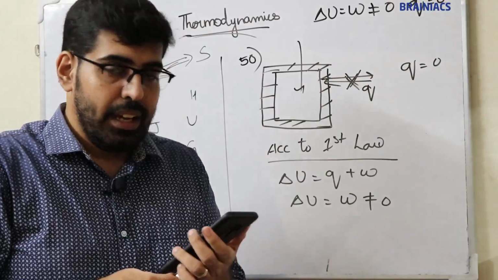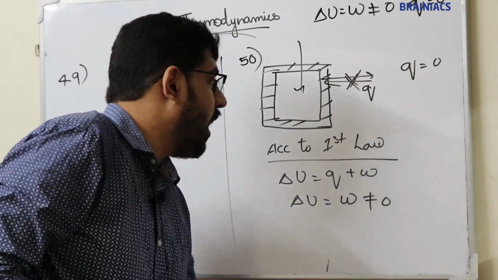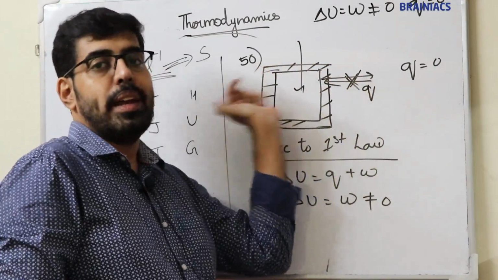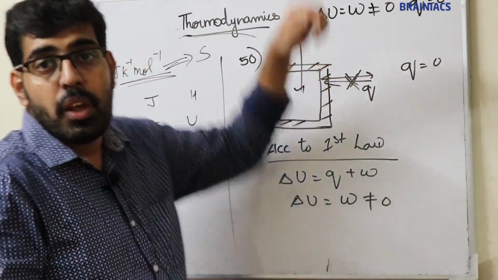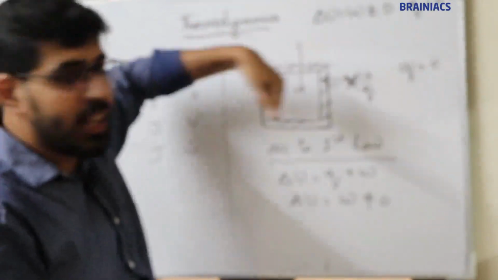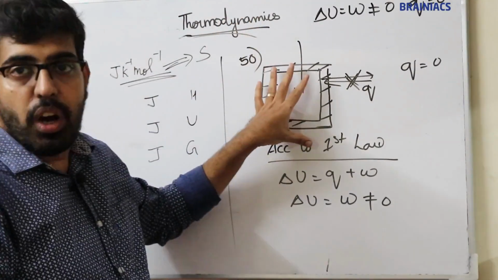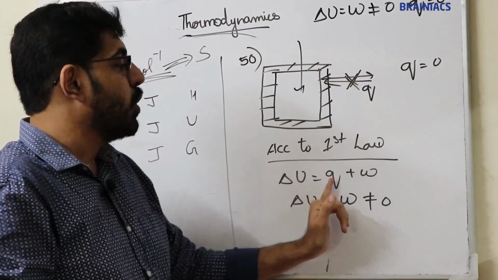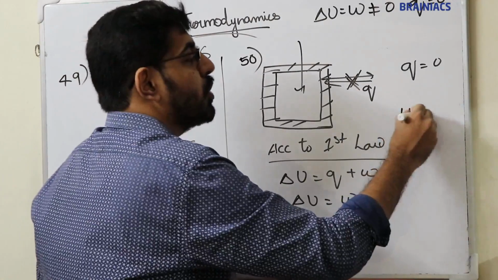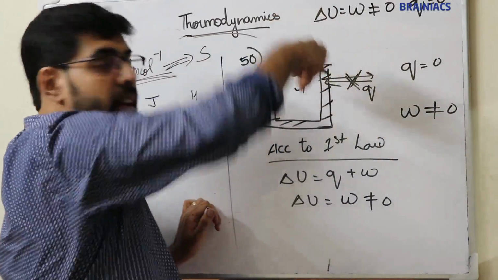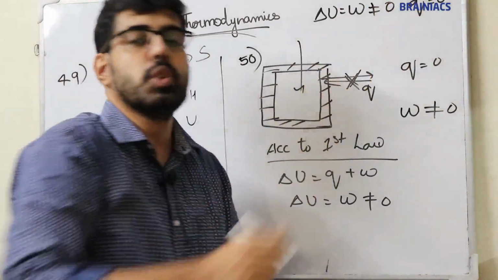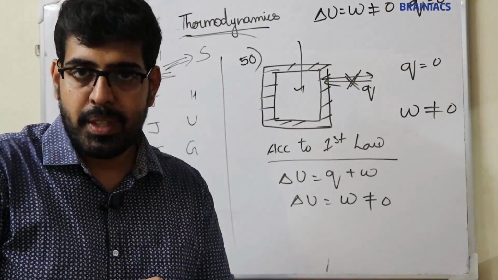Here we are taking an insulated system. Insulated system means no heat enters or leaves the system. Q is equal to 0. Now we are stirring with a paddle, so we are supplying work energy. According to first law, delta U is equal to Q plus W, and delta U is equal to W. Here W is not equal to 0 because we are supplying work energy. So delta U is equal to W, not equal to 0, Q is equal to 0. Answer option 1. I think it's clear.